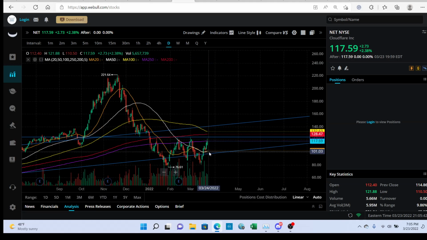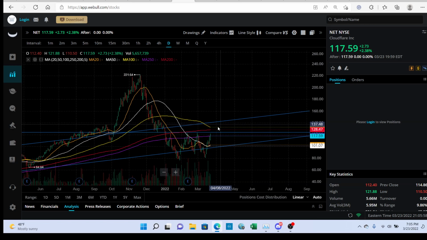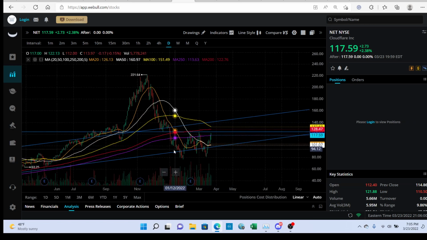So we're currently above the 50 and the 20, and we're going to shoot for the 200-day if we break past this resistance here. So we got to get past this resistance. We got to get past the 200-day and the 100-day. So there's quite a bit of resistance here. But if we do make it to the top of this trend channel, it will be looking like 140.